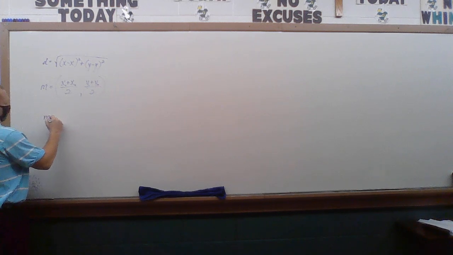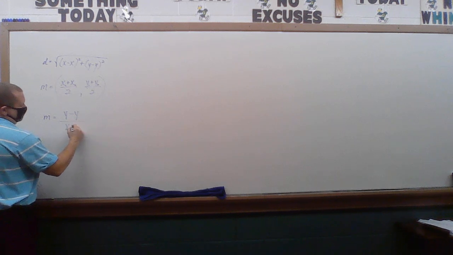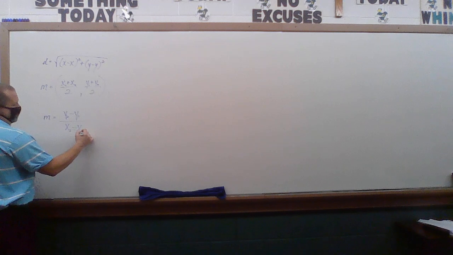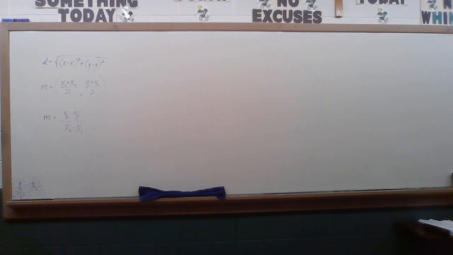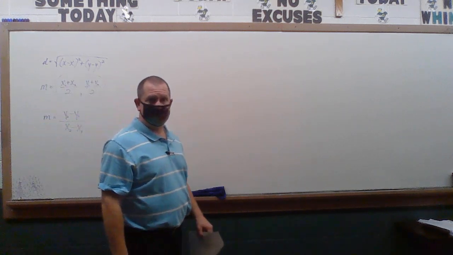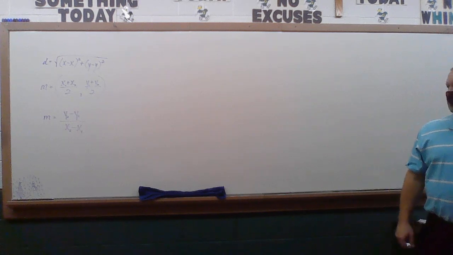y2 minus y1 over x2 minus x1. Difference of the y's over the difference of the x's, right? But she's right. We have to make sure that our subscripts are in the same spot. So I could have done the y or the ones first, but then I have to do both the ones first. Okay? Difference of the y's over the difference of the x's.